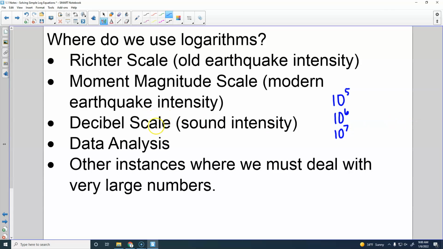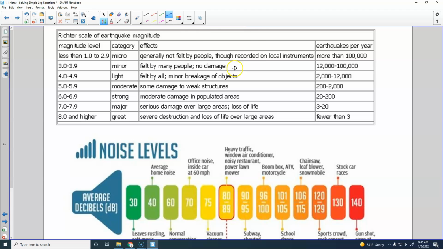Another thing that operates the same way is the decibel scale for sound intensity. Whenever you're measuring different sounds, and I'll show you a couple examples in a second, that's something you're going to see. Data analysis is somewhere you're going to see this, particularly when you have to deal with really, really large numbers. So really anything where you're dealing with really large numbers, logarithms come into play. On the next slide, there is an example of the Richter scale. I just used this one.